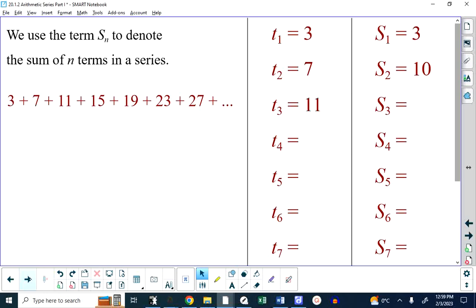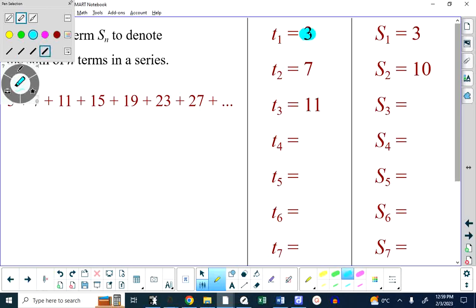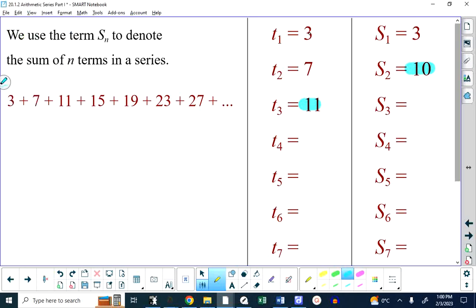If I said, what is T3? Well, you look at the list, you say it's 11. What is S3? And I want to point out that S3, this is going to be an important thing if you can wrap your head around it. S3 can be found by adding these 3 numbers, can't it? But since the first 2 terms add to give this, S3 can be found by taking S2 and adding T3. And just think very carefully about what I'm about to tell you. That should make sense because S3 is the sum of the first 3 terms. S2 is the sum of the first 2. So the difference between S2 and S3 is that third term. It's just that extra term.